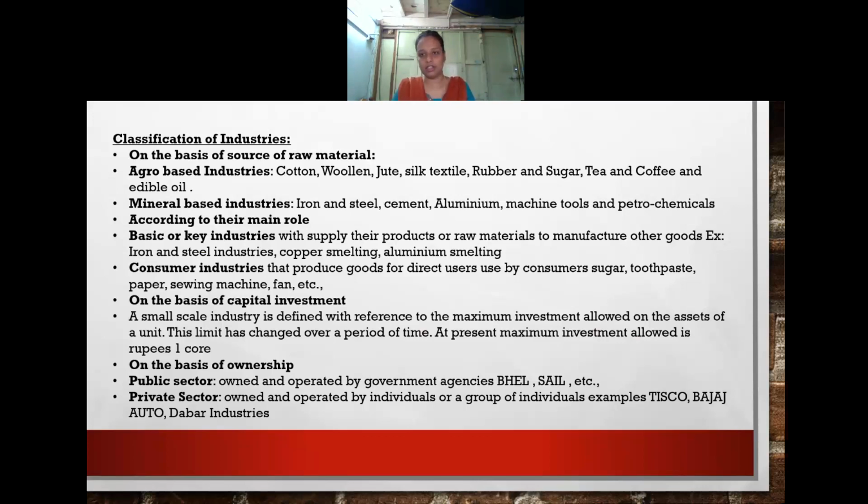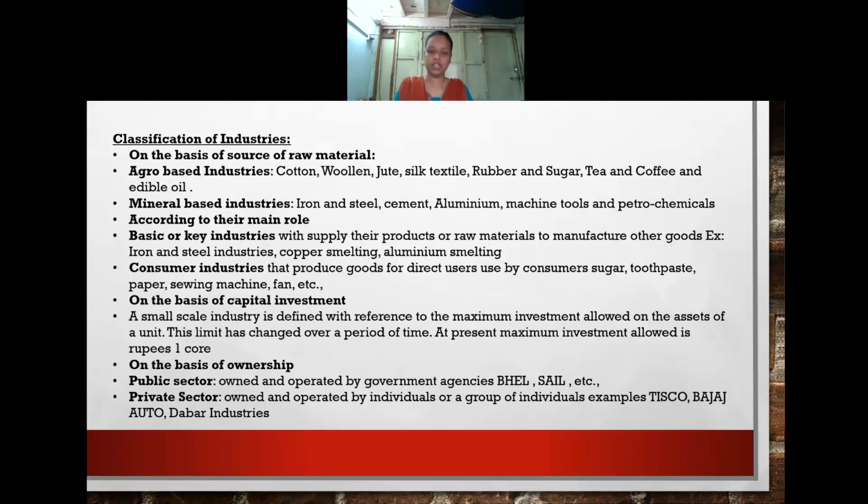Now, based on capital, whatever money you put into starting an industry, if it is a small capital, the industry will be small. If the capital is big, we call it a large scale industry. So based on capital investment, we categorize industries into two parts: small scale industry and large scale industry. Small scale industries are defined by the maximum investment allowed on the assets of a unit. Only a small amount of money is used to start such an industry.